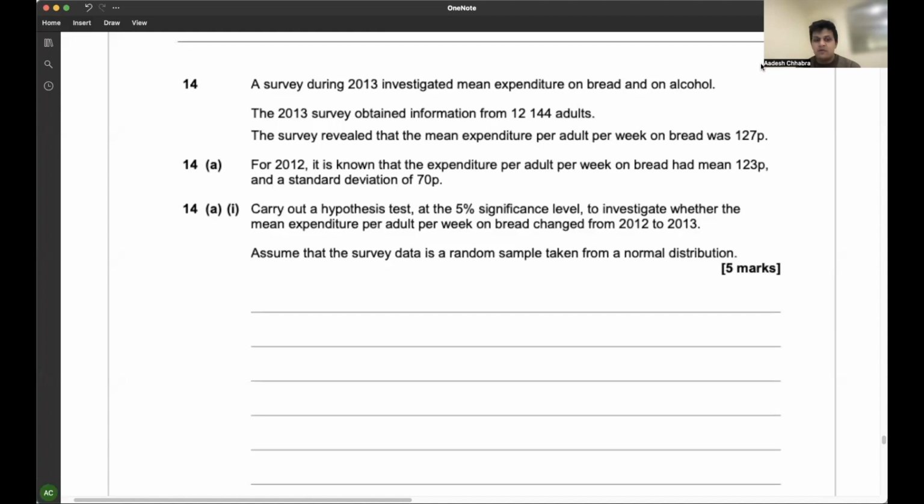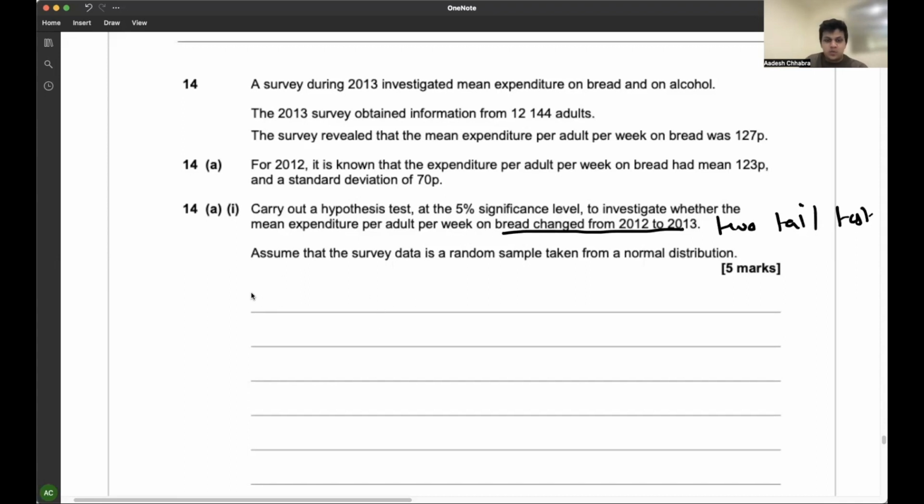Now, in 14AI, we've been asked to carry out a hypothesis test at the 5% significance level to investigate whether the mean expenditure per adult per week on bread changed from 2012 to 2013. We've also been asked to assume that the survey data is random and taken from a normal distribution. To attack this question, we have to realize that this is going to be a two-tailed test. Why? Because we are investigating a change from one year to another.